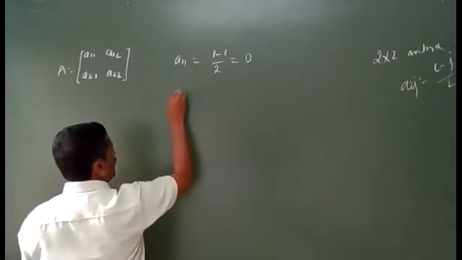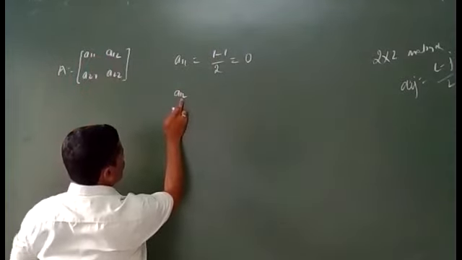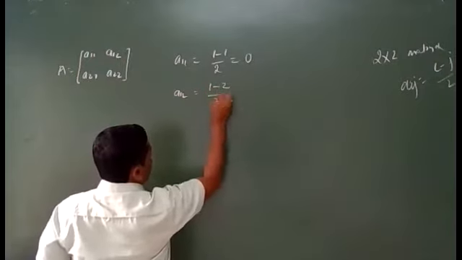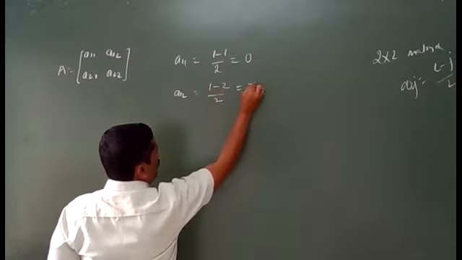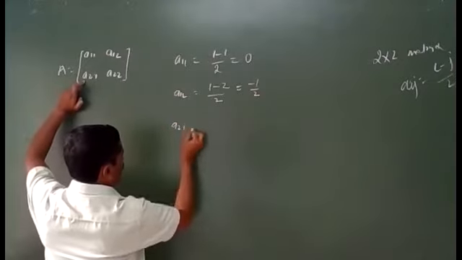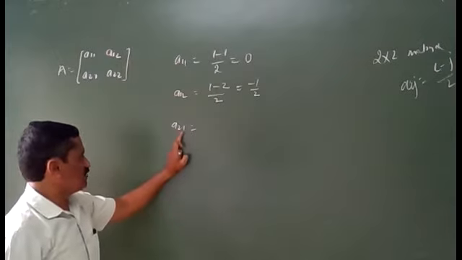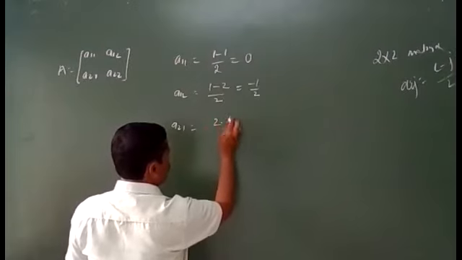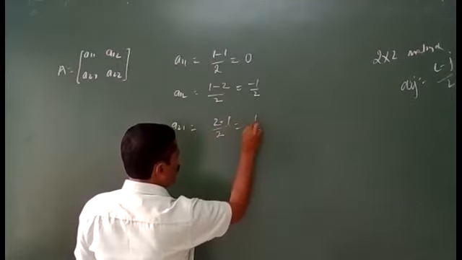Next we have A12. What is i? 1. What is j? 2. So it is equal to (1 minus 2) by 2. 1 minus 2 gives minus 1, so minus 1 divided by 2. Next element we have A21. What is the value of i here? 2. What is the value of j? 1. So we have (2 minus 1) divided by 2, which is 1 by 2.